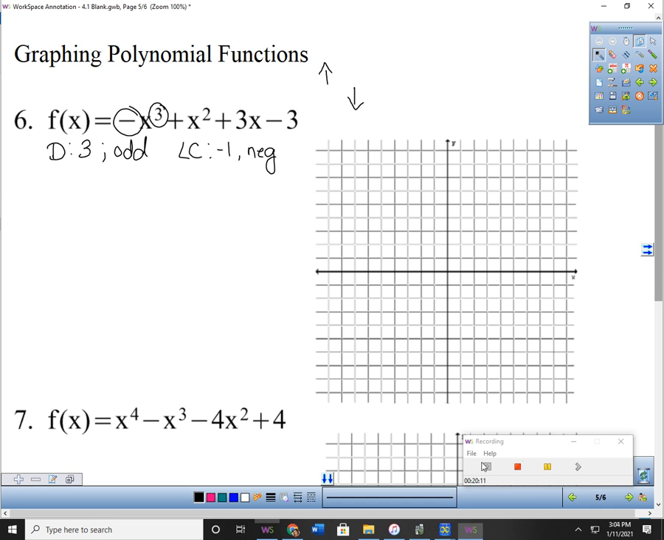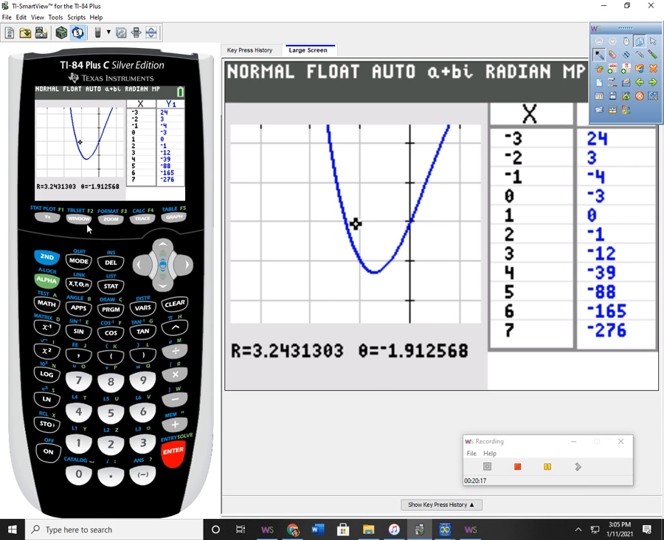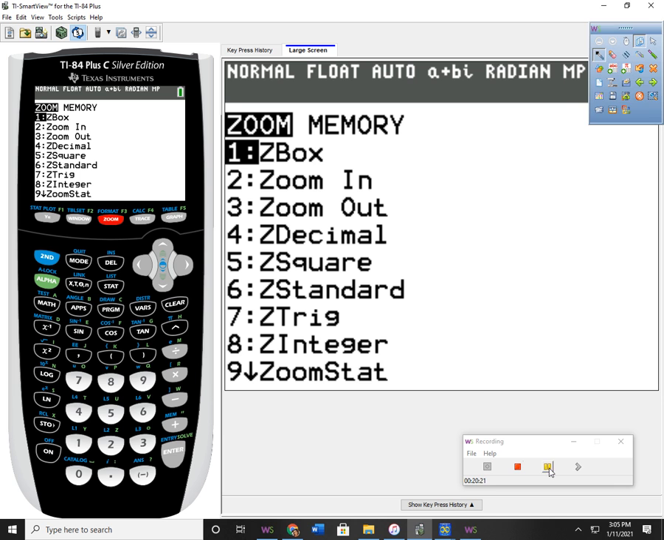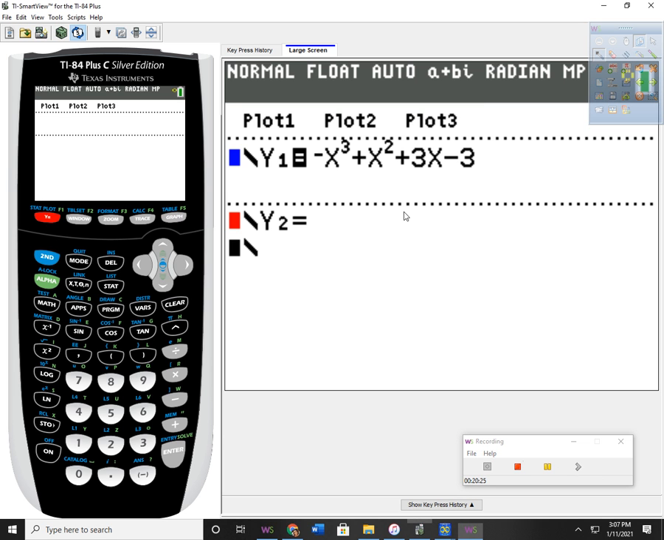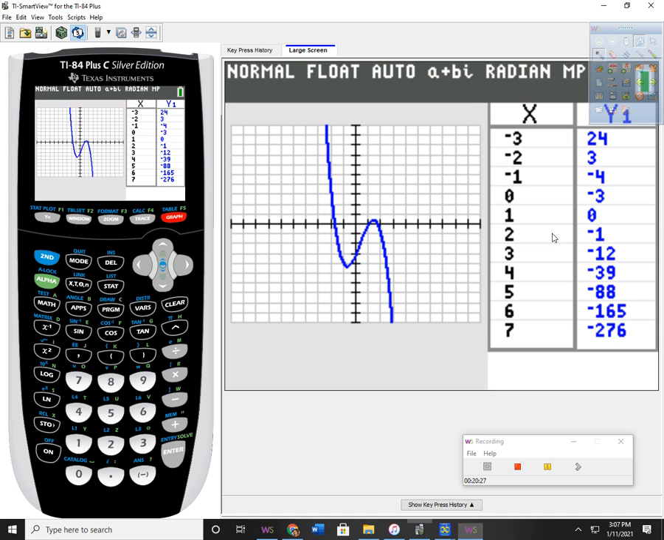We are going to put this in our calculator. And mine is all messed up. So I'm going to fix that. All right, so once we get that on our y equals, right, when I press graph, you can see that I have my table and my graph on the same screen.